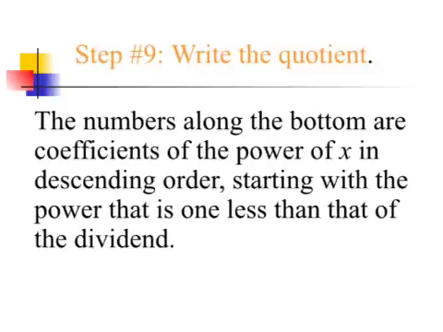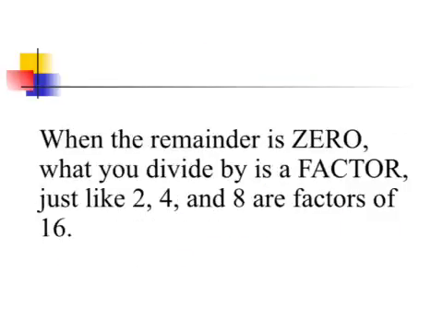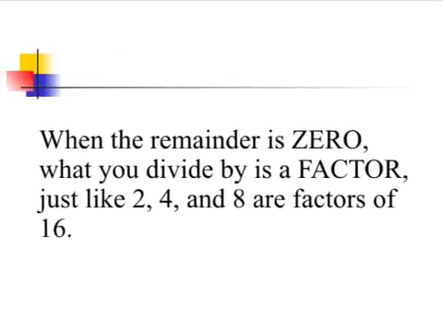Okay, and then step 9 talks about how we're going to write our answer. It says the numbers along the bottom are coefficients of the power of x in descending order. The most important part here is starting with the power that is 1 less than that of the dividend. So this is talking about how we write our answer. When we look at writing our answer, we're going to have remainders. So when the remainder is 0, that just means that whatever you're dividing is a factor.